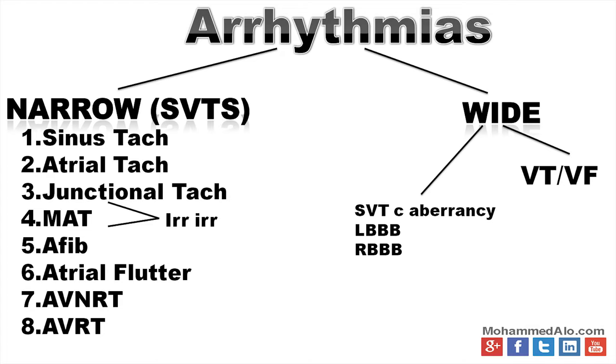Atrial flutter is real simple. It's this big macro reentrant tachycardia. Basically, if you look at the tricuspid valve, it's this loop going around the tricuspid valve that gives you that very traditional sawtooth pattern on the EKG, and you'll pick that up right away when you see it.